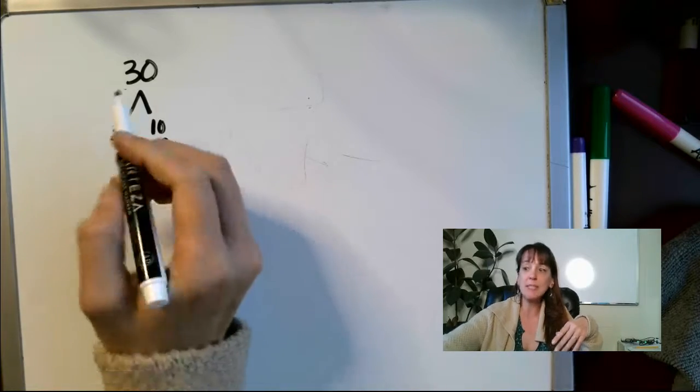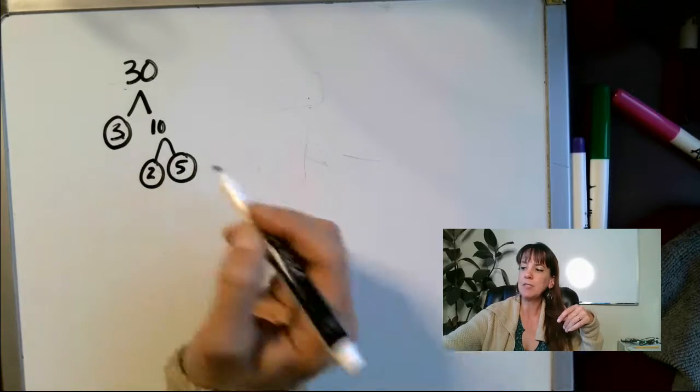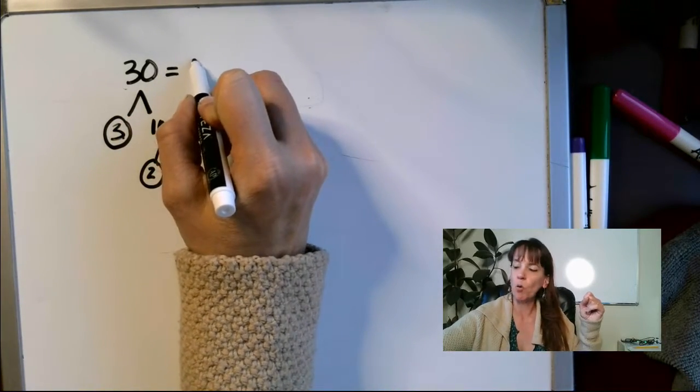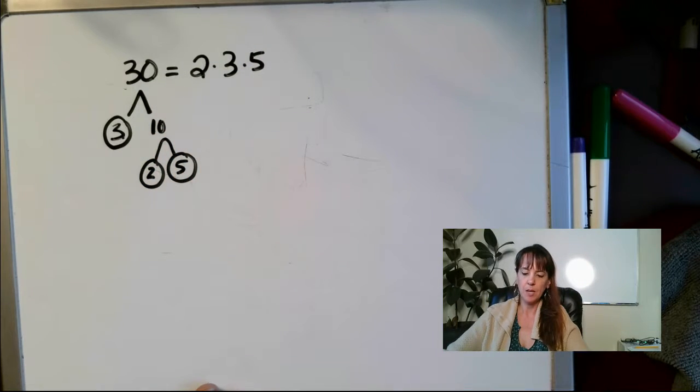So guys, 3 is a prime number. Go back and look at your lists. 2 is a prime number, and 5 is a prime number. So the prime factorization of 30 is, and you do these in order, 2 times 3 times 5.